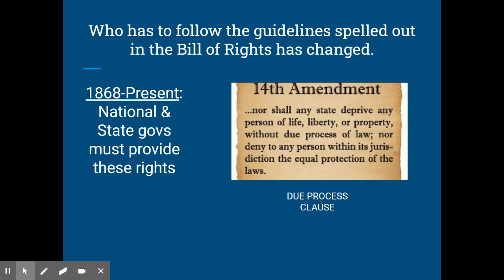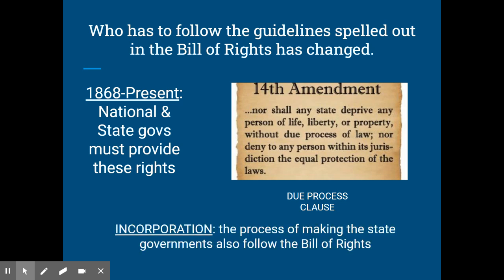And because state is actually mentioned, the way the Supreme Court has interpreted this is that the 14th Amendment requires the state governments now to also protect all of those rights that you have within the Bill of Rights. So from the beginning of our country's history to 1868, it was just the national government that had to follow those rules. And then because of the wording of the 14th Amendment, all the state governments have to provide those protections too. The process of forcing the states to also give these protections is known as incorporation, right? That's making the state governments, in addition to the national government, follow all of those protections within the Bill of Rights.